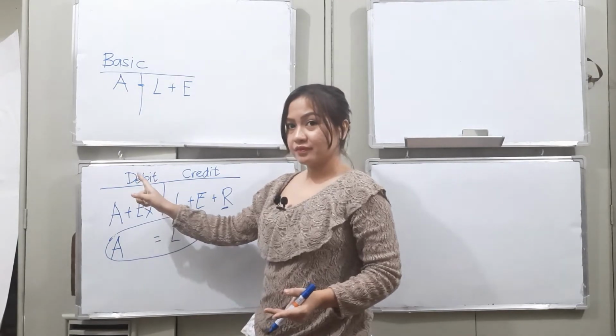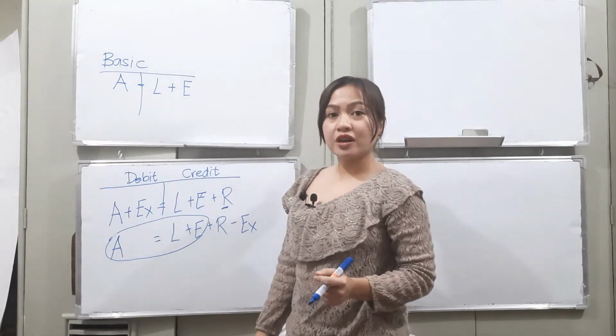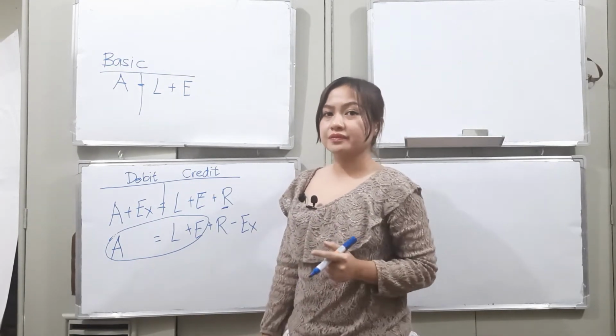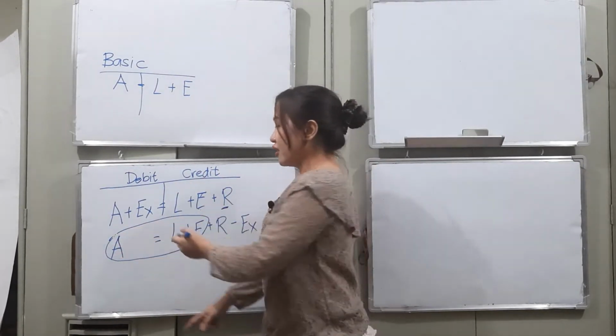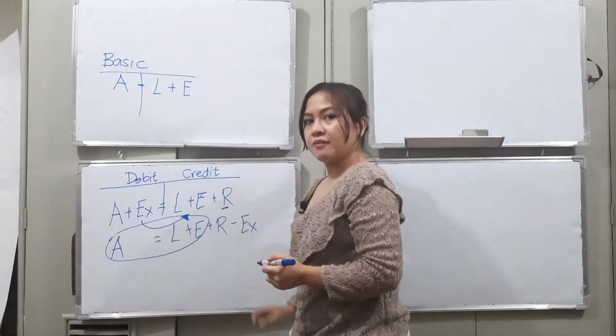What is the normal balance? Debit. What if I sell the asset, ma'am? What will happen to your asset? You will dispose of it. You will lose it. So what will happen? It will decrease the asset. So how to decrease an asset? You'll just go to the other side. Why? That is the opposite balance.